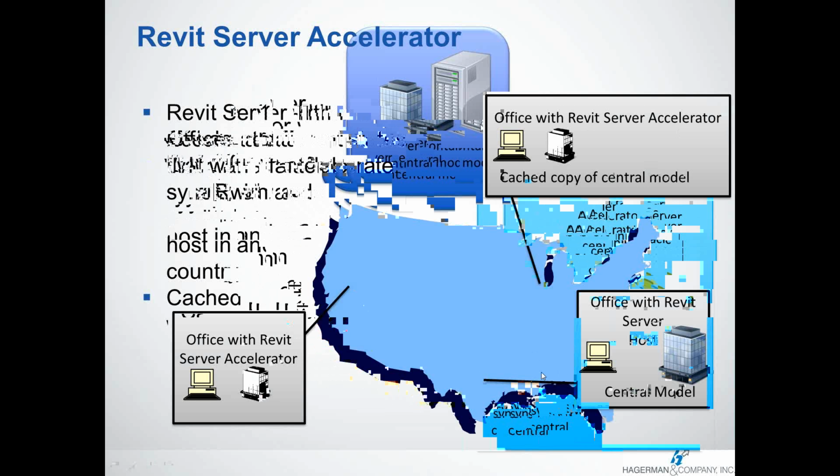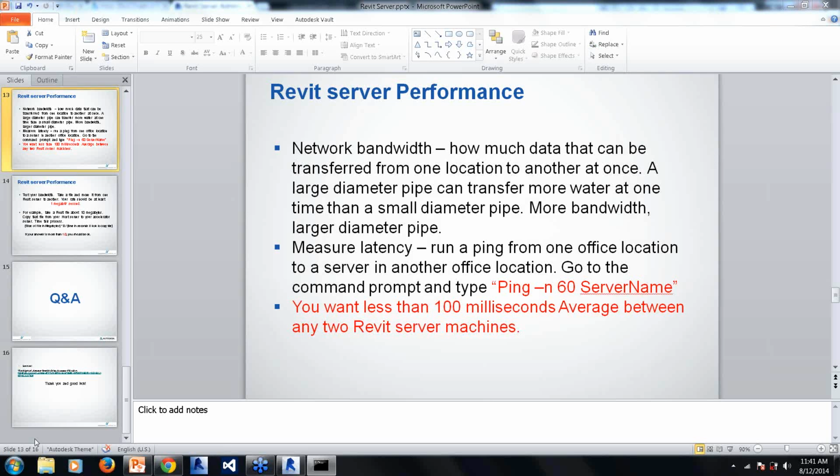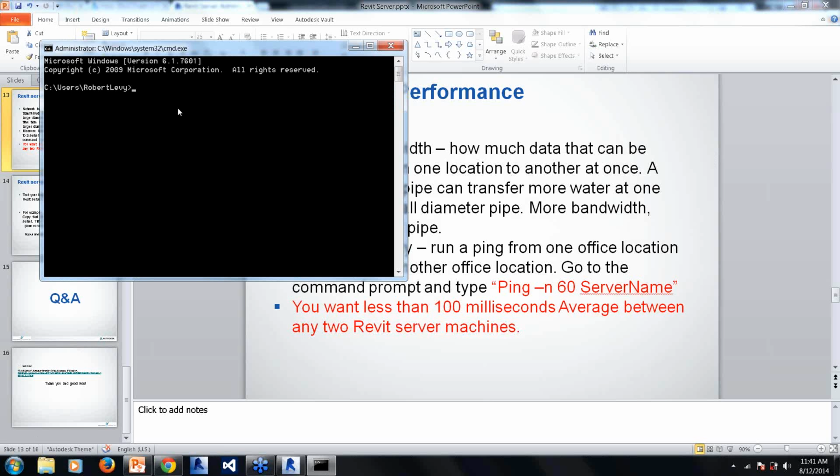All right, what does that really mean? I'm going to do a quick little ping here just to give you an idea. So I'm going to go to my command line and type ping -n 60. The 60 is how many different tries, how many different pings I'm going to do. It's going to average all that out and give me a nice average, and that's what they say to do. So 60, and then the server name.